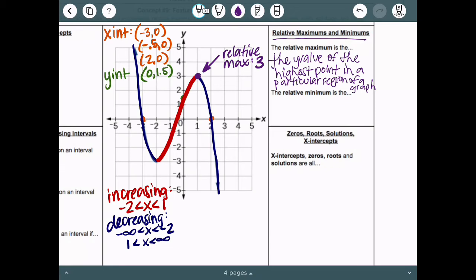The relative minimum then, of course, is the y value of the lowest point.